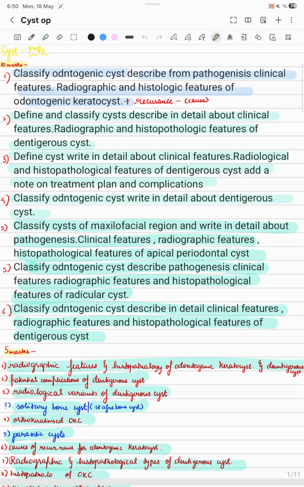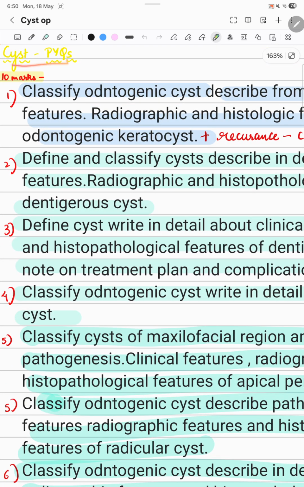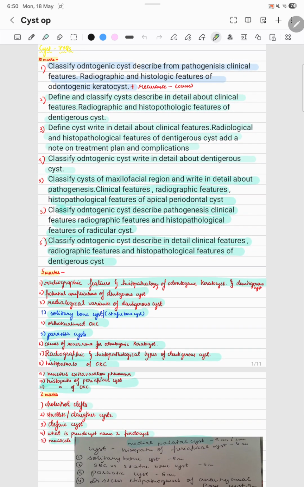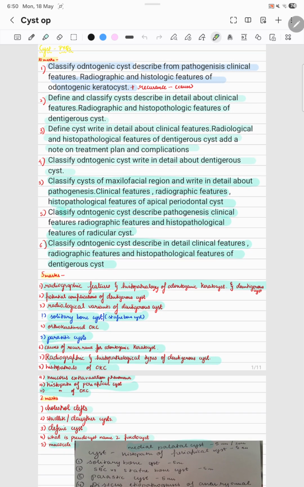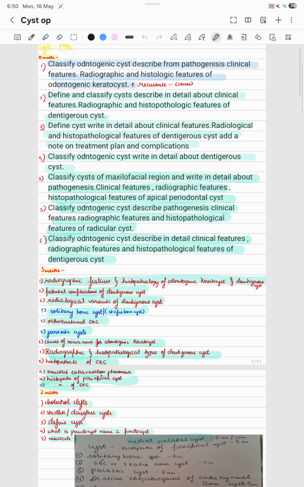So today's topic is cyst. I have collected the PYQs. You can pause the video and take a screenshot. These are only the Rajiv Gandhi University paper and that is only going to come in the exam. So I am only focusing on the Rajiv Gandhi topics, that is the cysts that have been asked in that paper.